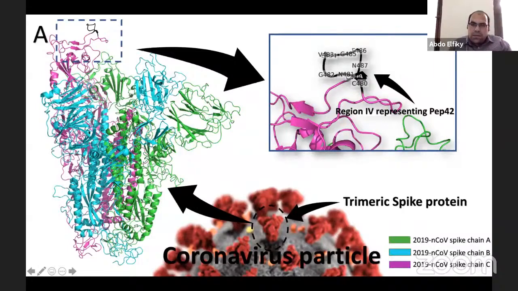This region of the spike resembles that cyclic peptide. So we can see this part of the spike can act like the cyclic peptides that target GRP78 on the cell surface.